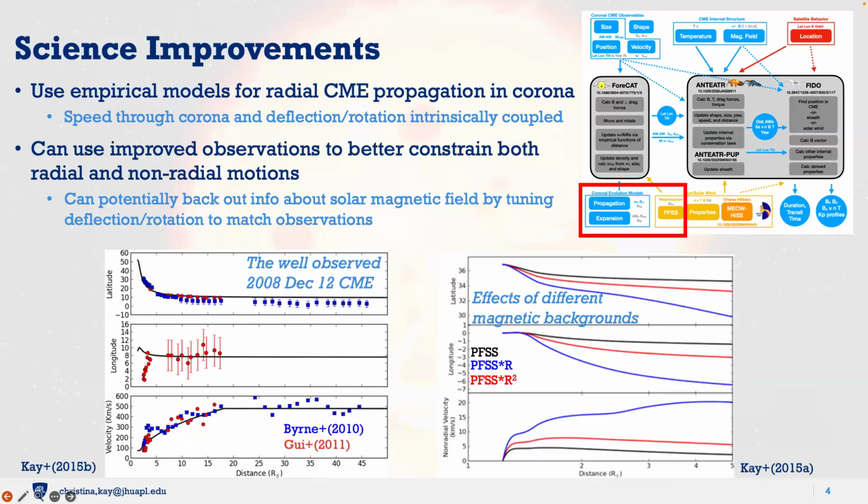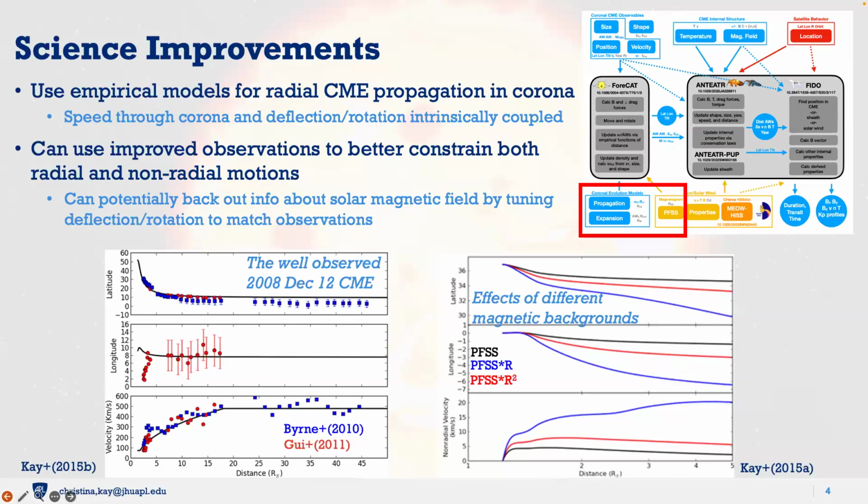And then some more kind of fun out there science improvements. Because this is so modular and so open, we can play with different components. We can tell it to have a certain radial profile or do something in the corona that you can't necessarily do with an MHD model by changing just the CME parameters. So if we have a well-observed CME, like this 2008 December case here, where we really know its radial profile and we know where it is in latitude and longitude out at distance, we can constrain that and tune our model to make sure that the results match what we see in the observations.